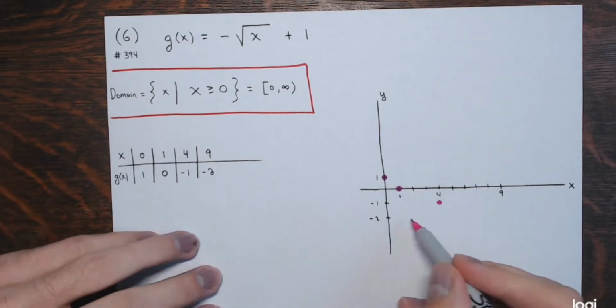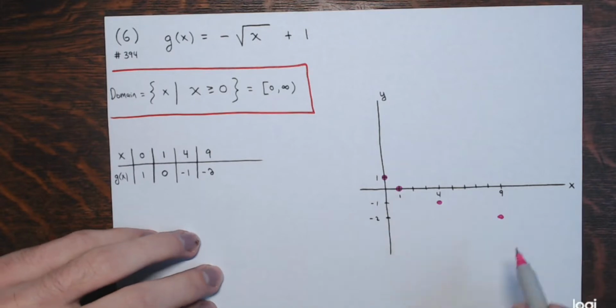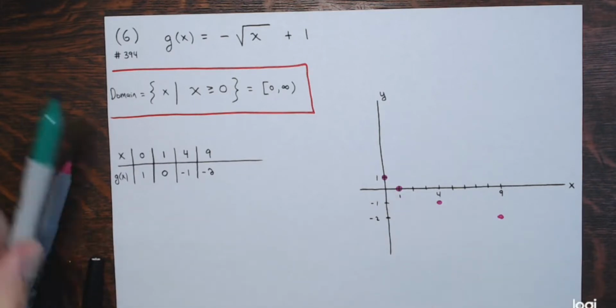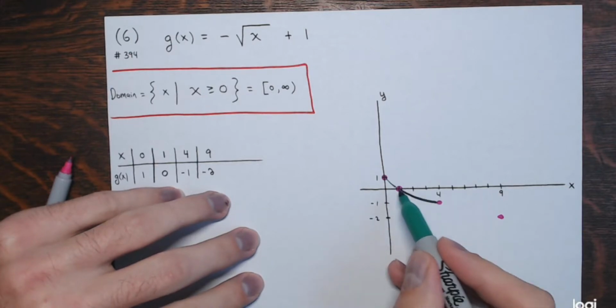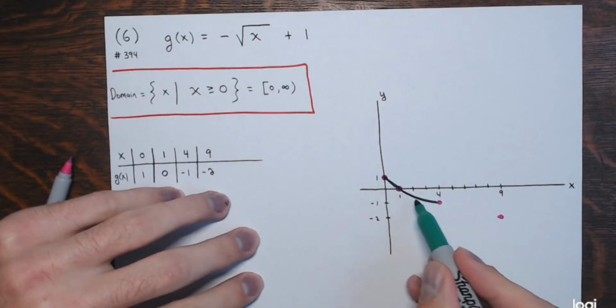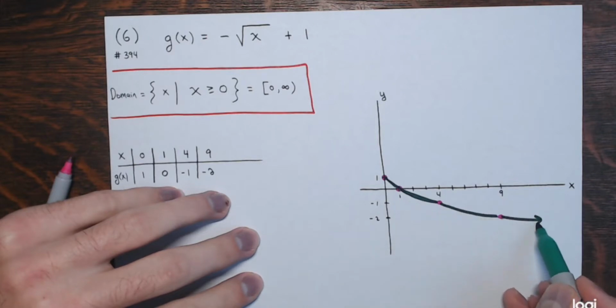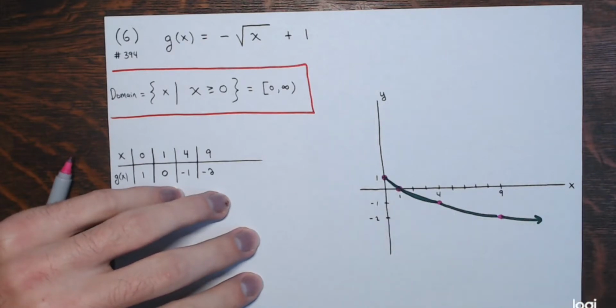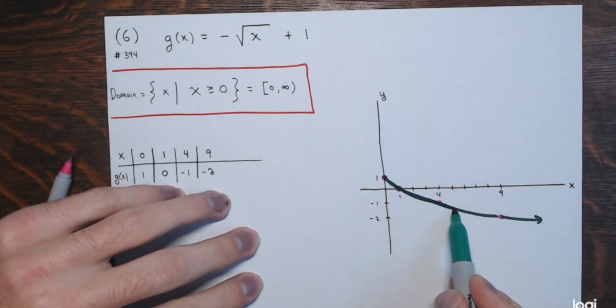And you see that this graph is going down forever. Right? The value of the function, the y values, are decreasing. Still this half parabola shape, starting at the point (0, 1) here, and just going down forever, just this half parabola shape. Make it a little more smooth here. Okay, great.